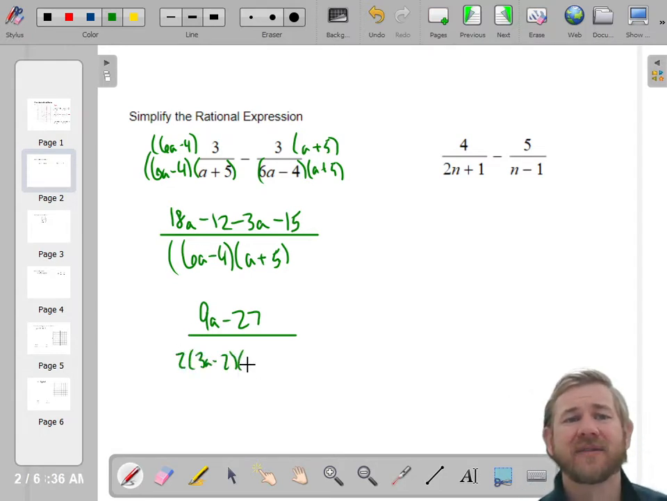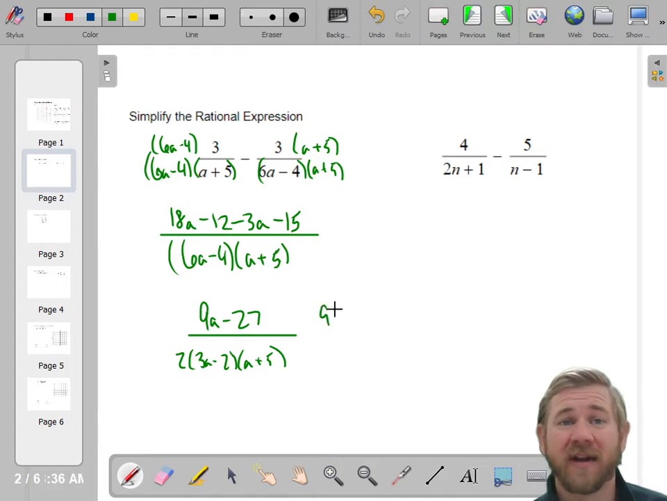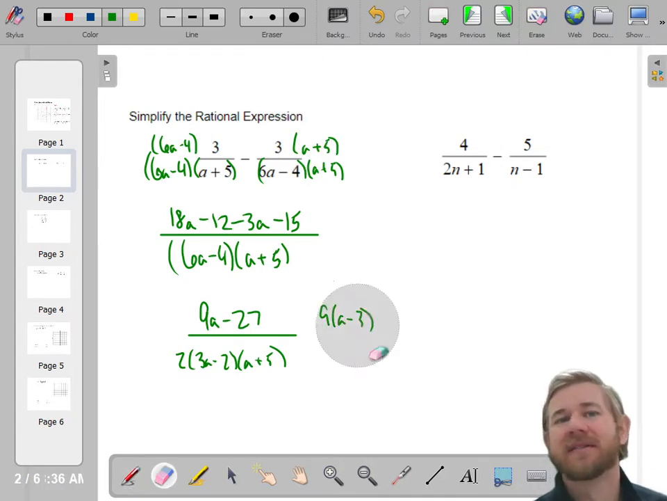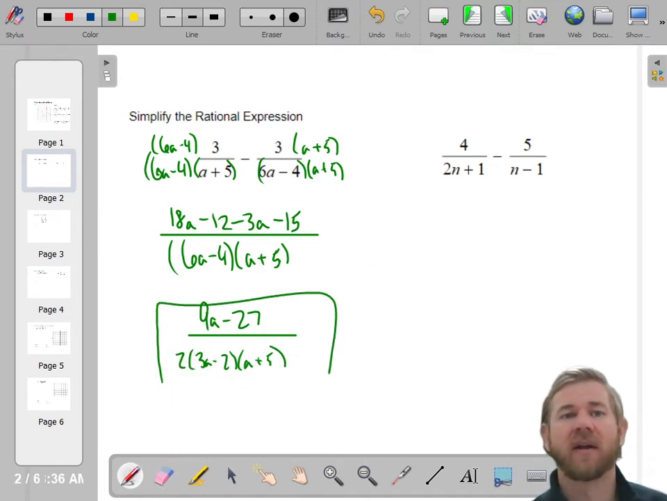Like I said, it's really not going to matter. Sometimes it helps you, but in this one it doesn't matter. Like I could also factor the numerator 9 times a minus 3. But since nothing cancels, it really doesn't make any difference. This is fine. You can even leave the numerator expanded.